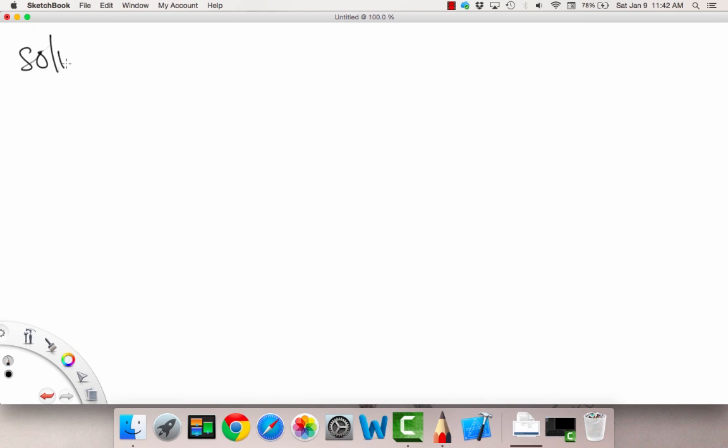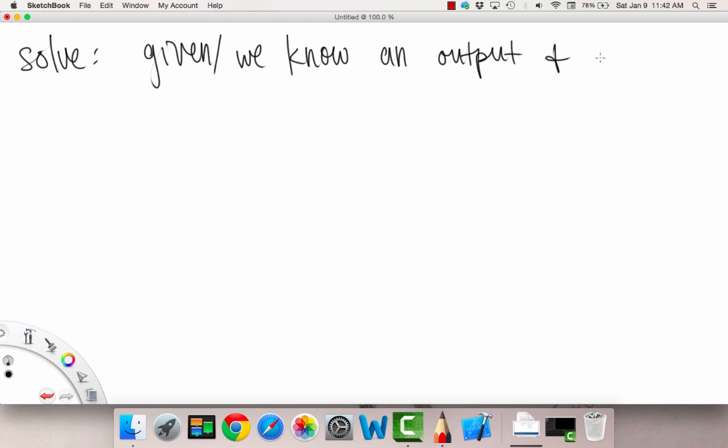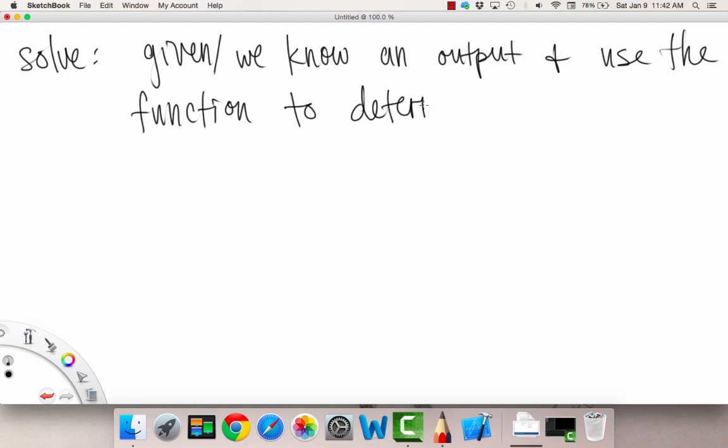Solve mean? Let me write a little definition here. So to solve means that, given or we know, and this is actually just going to be the opposite, given that we know an output for some reason, and we use the function, because functions are important, use the function to determine the input, or inputs if there are multiple ones, okay?